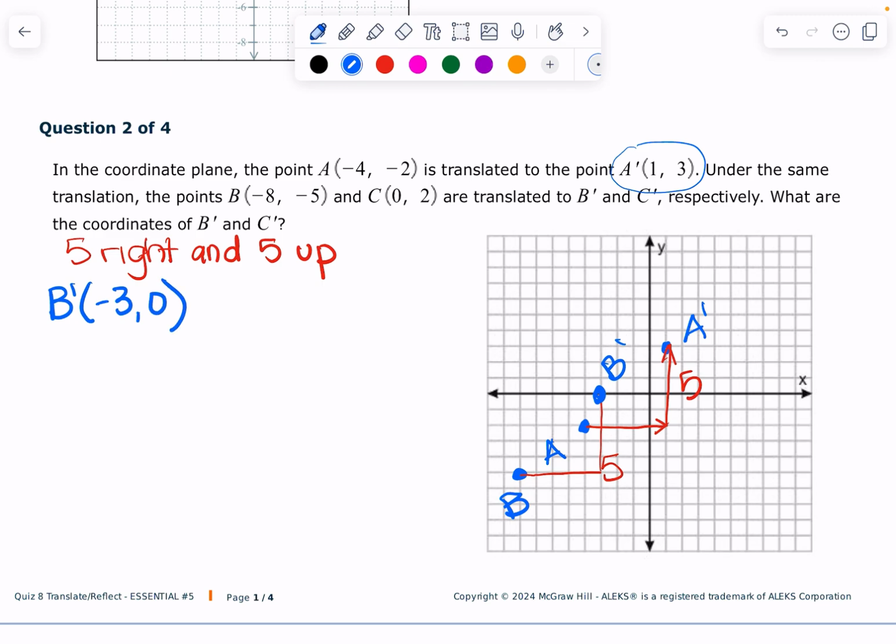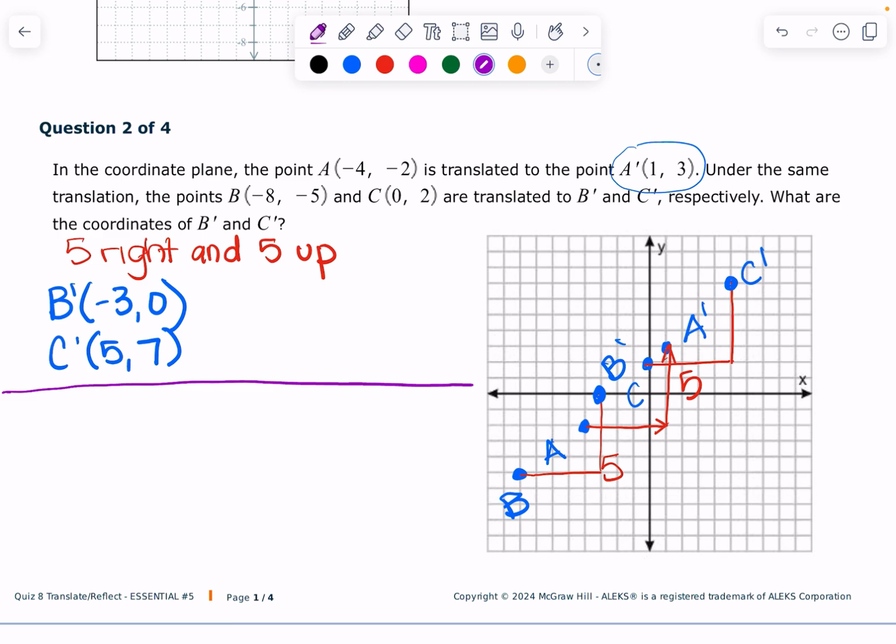Okay, now I'm going to do the same thing with C. C starts at (0, 2). So that's right here. Kind of gets a little bit messy. But I'm going to move it 5 to the right, 1, 2, 3, 4, 5, and 5 up. Okay, so I know that my C prime is way up here now. So it's now at (5, 7). So that's one way that you can do it. You can put it on the graph and then just see how it's moved and apply that same movement to the other points. The other thing that we can do is do it algebraically without the graph.